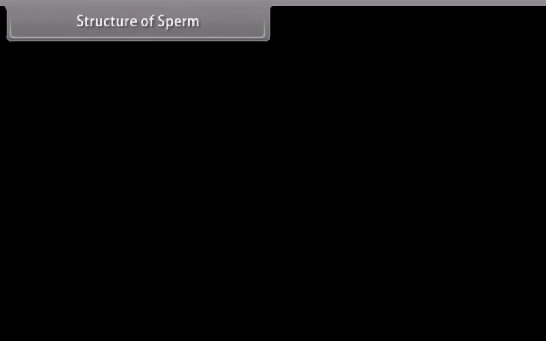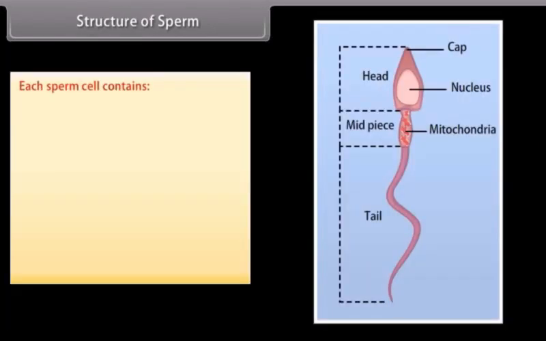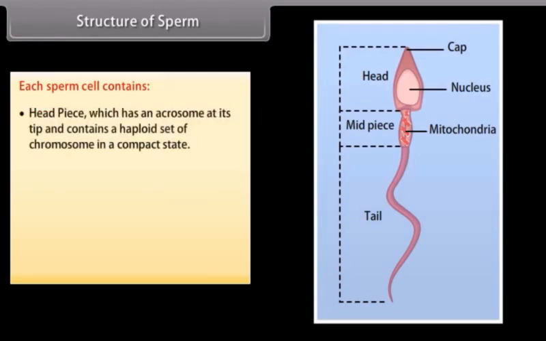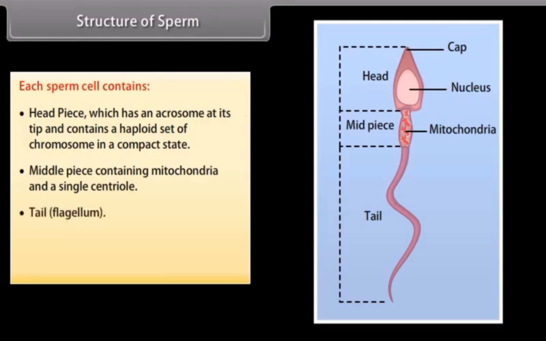Structure of sperm. Each sperm cell contains a headpiece, which has an acrosome at its tip and contains a haploid set of chromosomes in a compact state. A middle piece containing mitochondria and a single centriole. And a tail or flagellum. An adult male produces about 100 million sperms each day.